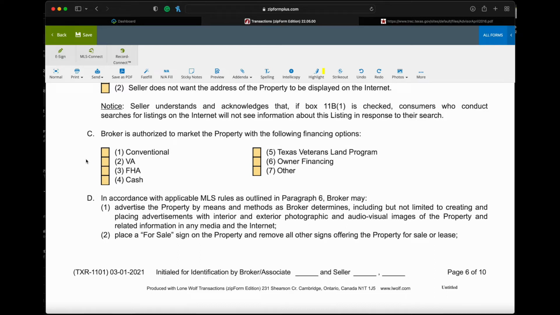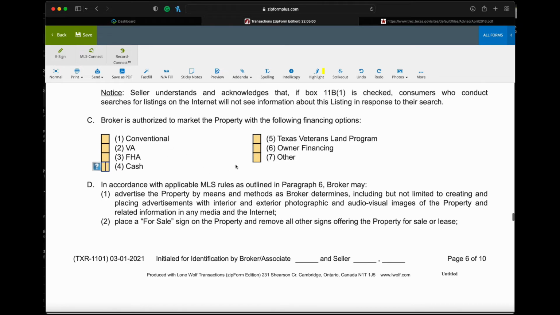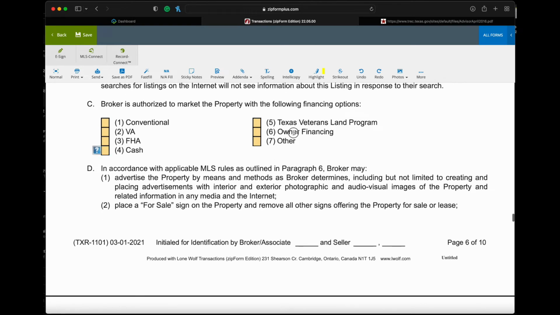Or if it's a very run down property, it simply won't qualify for any government insured or government guaranteed loans. So that's when you won't check that. It would just be cash or conventional. That'll be something you come to agreement on with your seller, and use your best judgment on that too. And see if the house also qualifies for owner financing. Some sellers will agree to owner financing, but a lot of them typically don't.